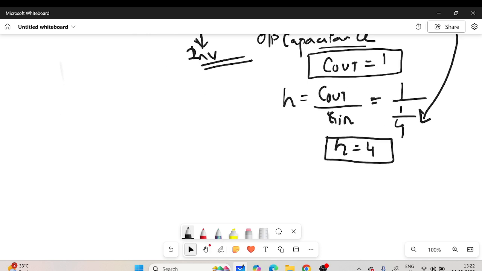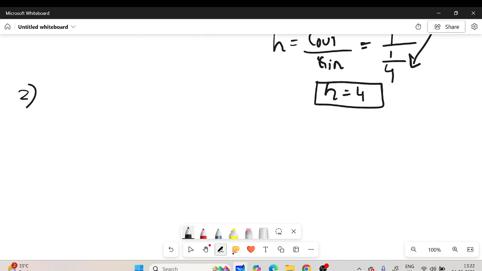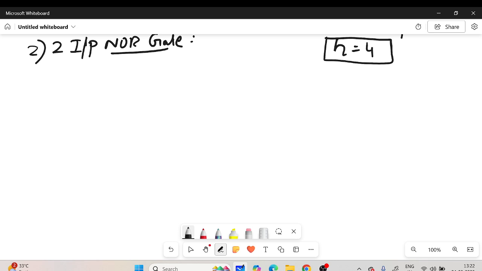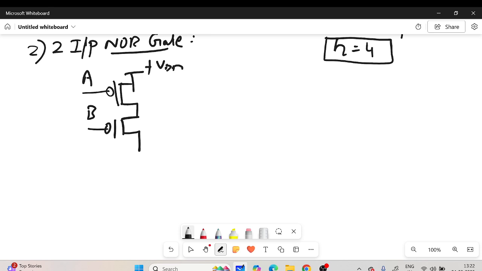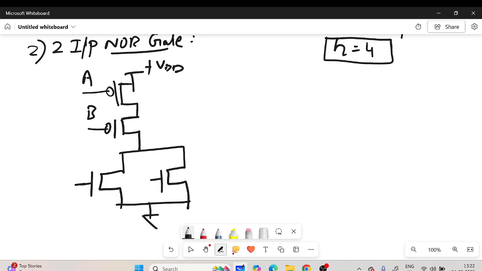Similarly, if I want to compute what will be the electrical effort for a 2 input NOR gate, if I construct a 2-input NOR gate, the two PMOS transistors A and B need to be connected in series, right? This is in turn connected with plus VDD, and this in turn will be connected with two different NMOS transistors that are taken in a parallel manner.